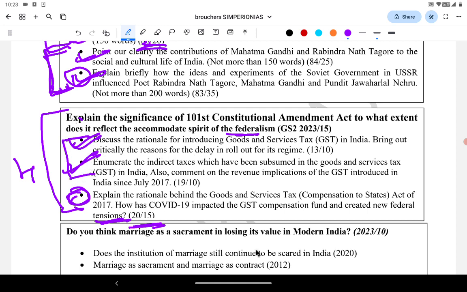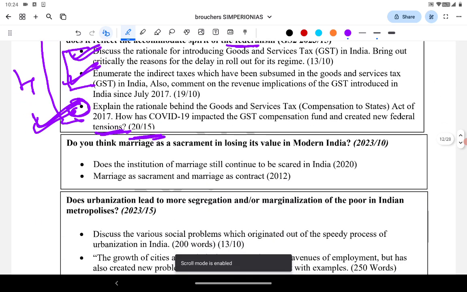So whenever a major development happens with regard to GST, you can expect a question on GST, because 4 times UPSC has shown that it's important. And they have partially asked the financial federalism question in 2020 itself. Let's move to the very important next question, which is a direct repetition.